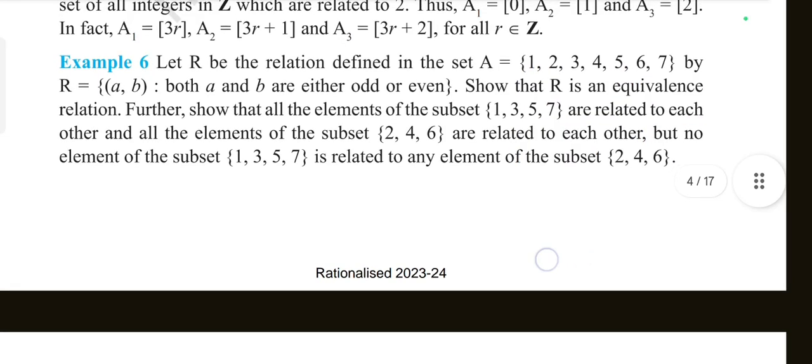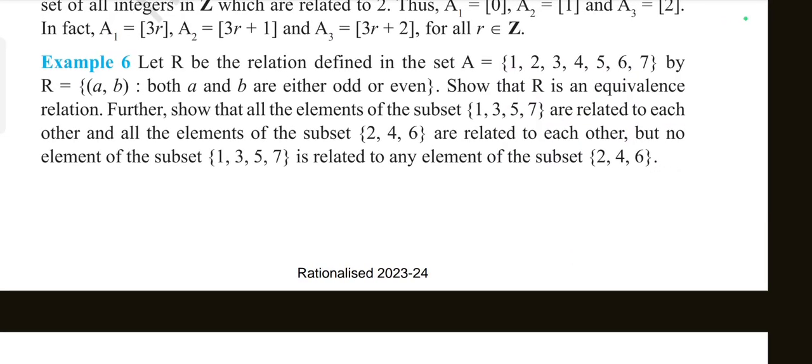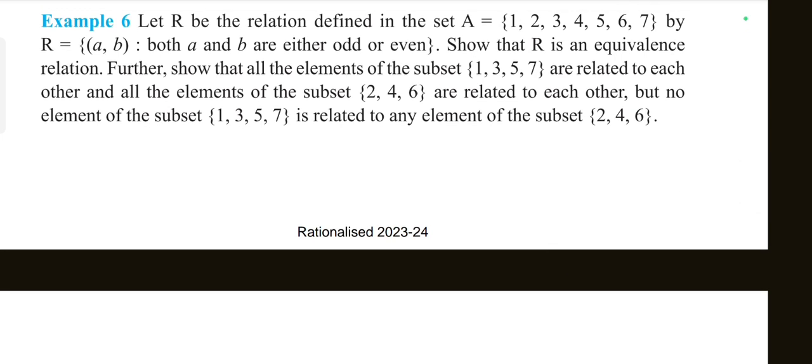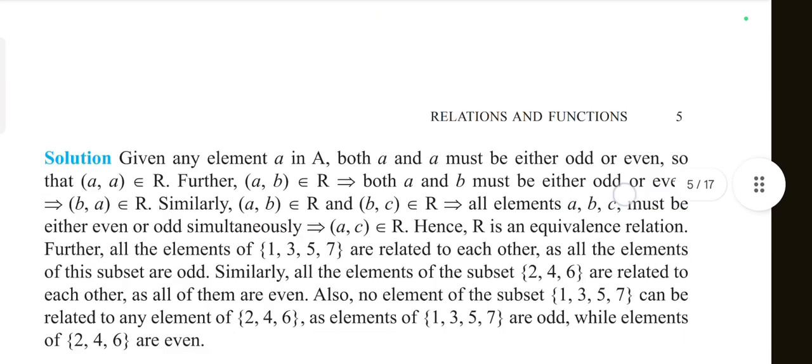Next, example number 6. Let R be the relation defined in the set A equals {1, 2, 3, 4, 5, 6, 7} by R equals {(a, b): both a and b are either odd or even}. Show that R is an equivalence relation. Further, show that all the elements of the subset {1, 3, 5, 7} are related to each other, and all the elements of the subset {2, 4, 6} are related to each other, but no element of the subset {1, 3, 5, 7} is related to any element of the subset {2, 4, 6}.